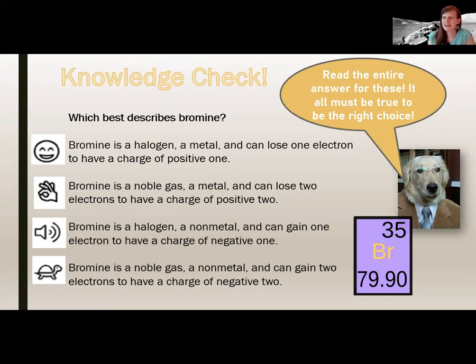All right, so the answer is not the happy phase. It's not the happy phase because bromine doesn't make a positive charge at all. It gains an electron to make a negative charge. So happy phase is out. Okay is out because bromine is not a noble gas. The noble gases are group 18. And bromine is actually a halogen. It's group 17. So loudspeaker is actually the right answer.